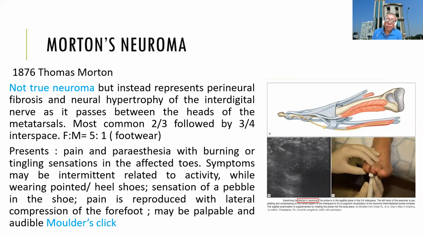And you can also sometimes see or hear a palpable, audible click, which is known as Mulder's click, when you compress the foot laterally. So these are the tests to check Mulder's neuroma. Here you can also see the doctor using a high frequency hockey stick probe to check the Mulder's neuroma between the third and fourth interdigit. This is the second most common site of Mulder's neuroma.